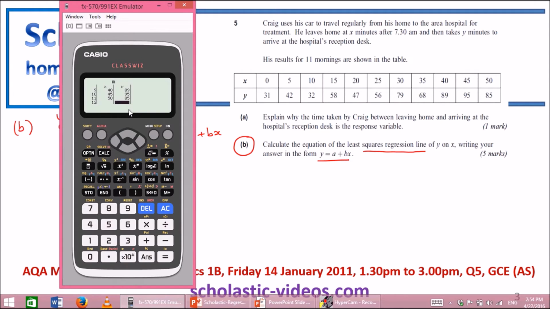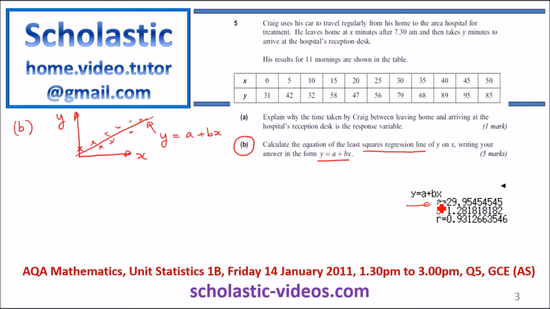Now to get the values of the parameters a and b, you go to the mode option and the regression calculation 4. It will give the values. If you look carefully, I'll expand the picture here. These are the values that you get: a is equal to 29.95, b is equal to 1.282. So I can write y equals, approximating 29.95 to 30, 30 plus 1.282x. This is our regression line using the least squares regression method.